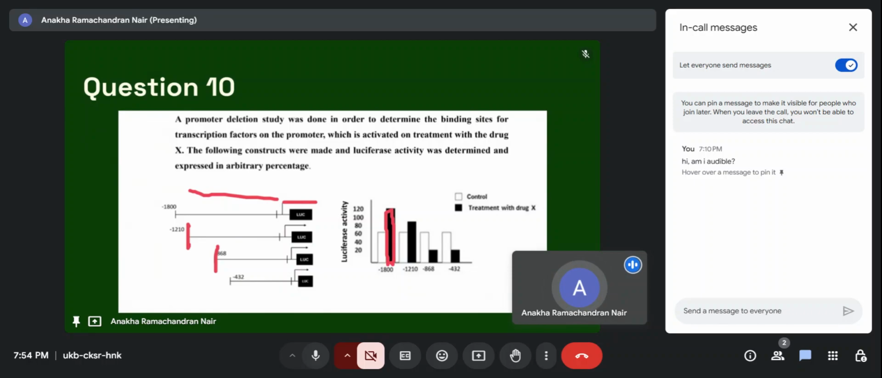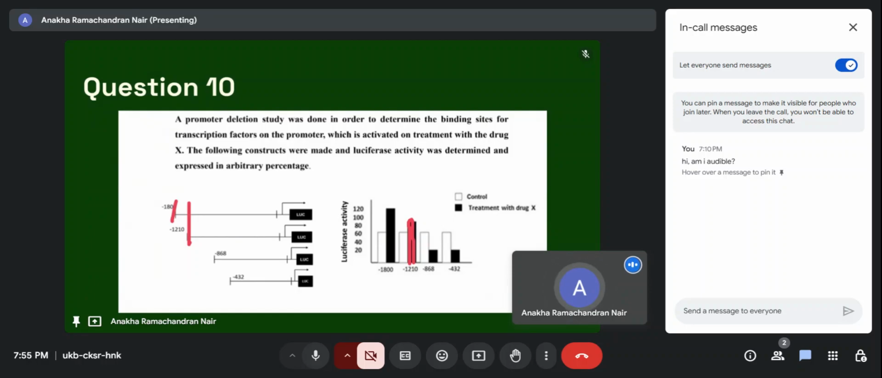And once you delete the area between 1800 and 1210, you see that the activity goes down a little bit, right? So that means this region, between 1800 and 1210, had an activator, and once you deleted that, you removed the binding site for that activator, and that is why the activity of luciferase decreased, right? Because the activation has also decreased because this site has been removed.